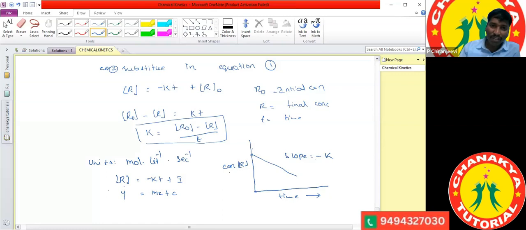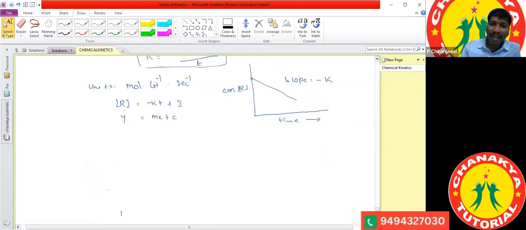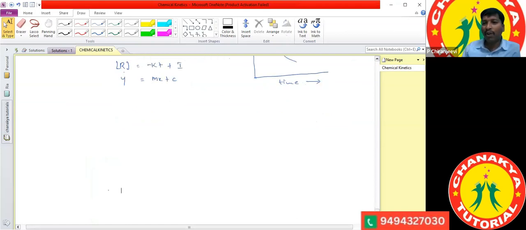What are the examples of the zero order reaction? At exam level, sometimes they'll give the examples, and by seeing them you have to find out which one is a zero order reaction and which is a first order reaction. Examples of zero order: all photochemical reactions. Photochemical reactions are examples of zero order reactions.